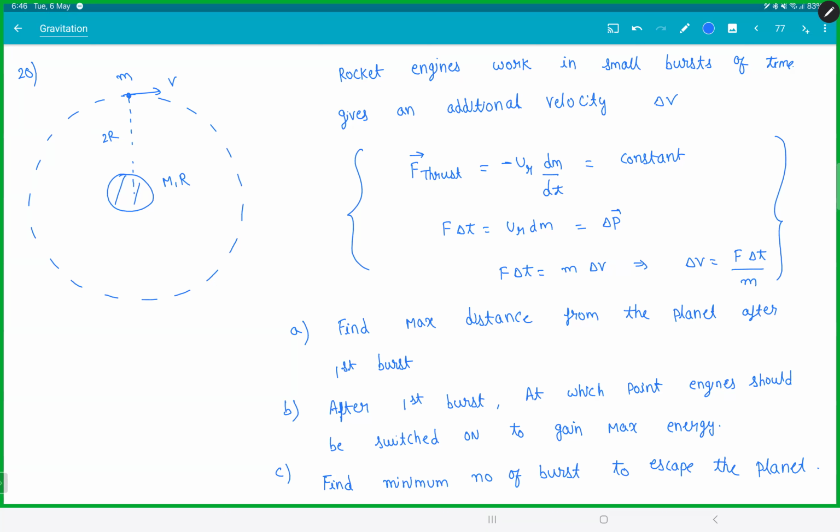So the whole story is simply this. You're going with speed V. If I switch on the rocket and switch it off, your speed becomes V plus delta V. Simple. That is what it means. Now, luckily, when you're going in a circle, the speed is constant. But after the first burst, you start going in an ellipse, your speed is changing. So depending on when you switch on the rocket, you'll gain different amounts of energy at different places.